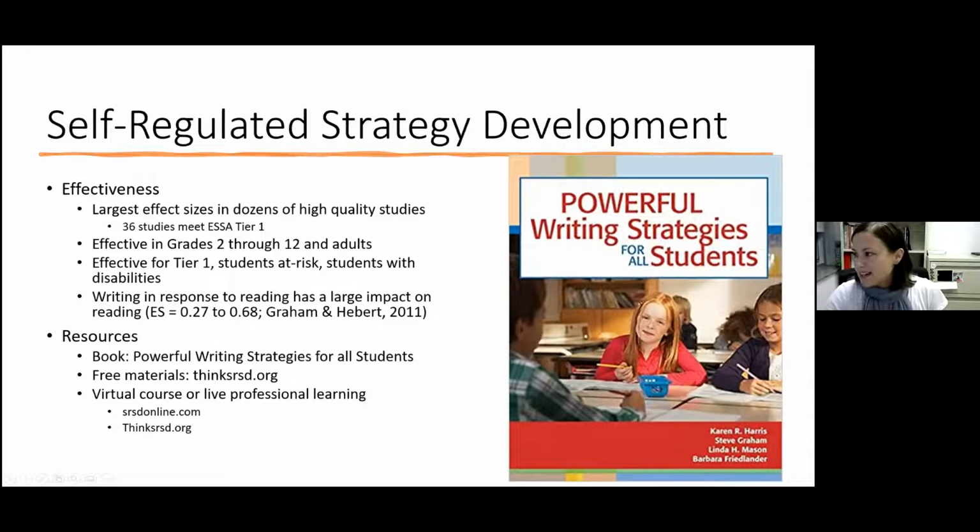So this book I hand out to all of my friends, and you can get it for $20 to $40 online. It has all of the strategies in there. You can print off copies of it to use. It's very easy. And you can also get some free materials that are some of the same pages out of this book from thinksrsd.org. And they also have both virtual courses and live professional learning.